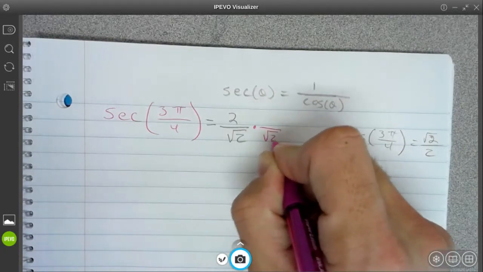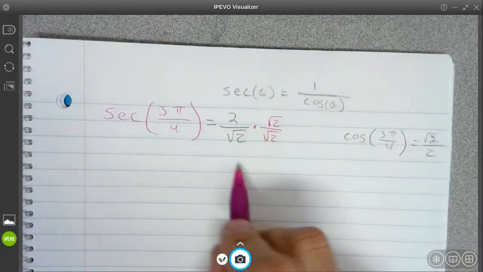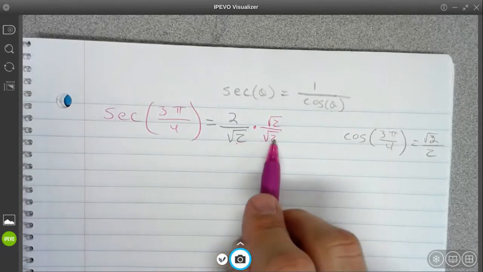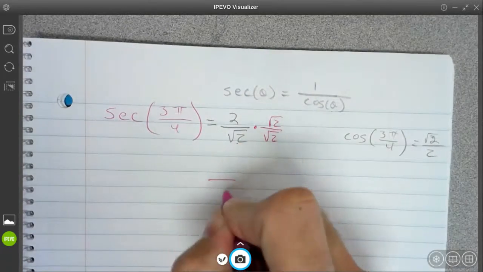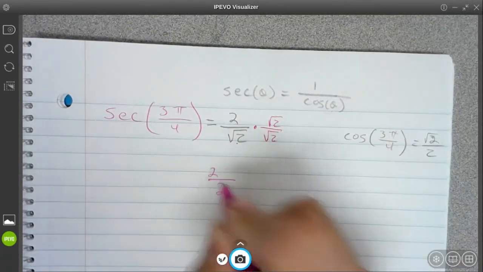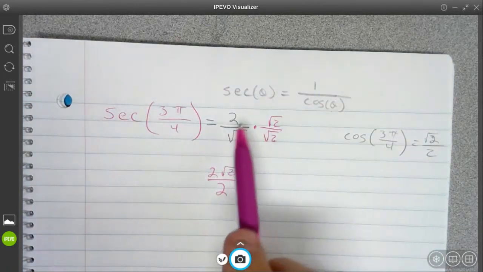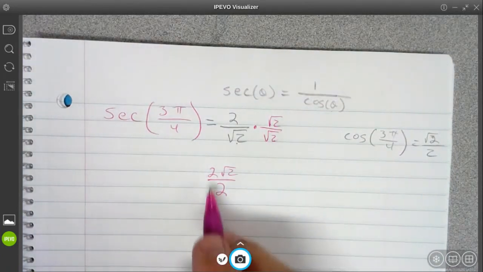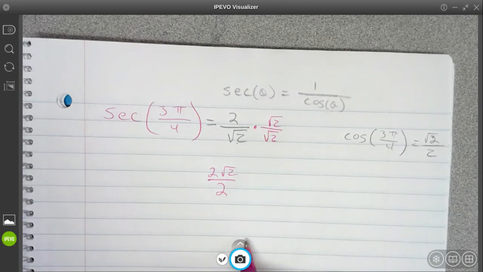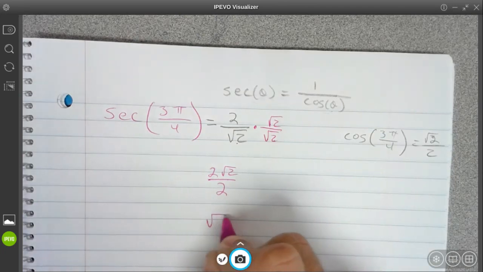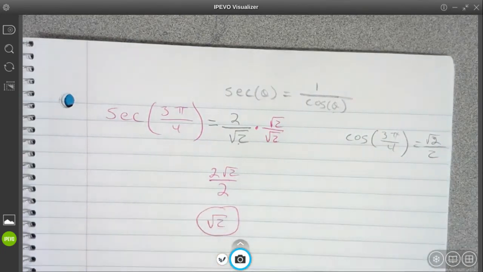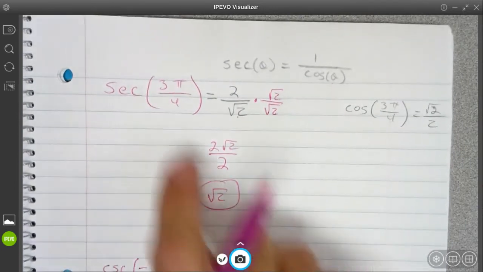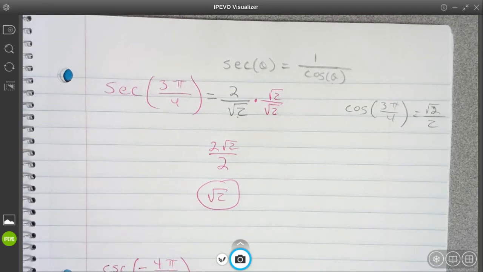Multiply top and bottom by the square root of 2. Root 2 times root 2, that's going to give me a 2 in the bottom, and I get a 2 root 2 up top. My 2's are going to cancel, and so my final answer here is the square root of 2. Nice. So that was secant of 3 pi over 4.